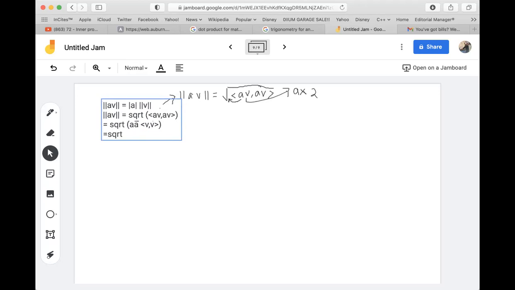So by using that theorem of conjugate times the number A, here we will get the modulus of A to the power of 2, multiplied with the inner product of V. Then we can bring the A out, and we will get the modulus of A times the square root of the inner product of V.